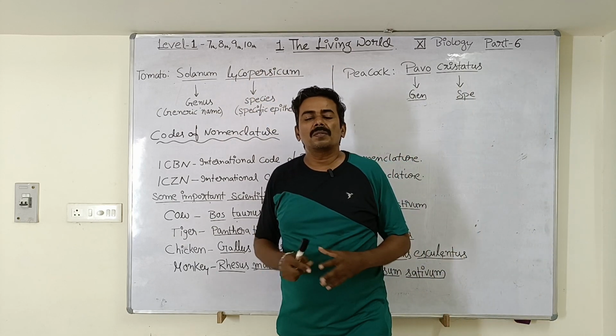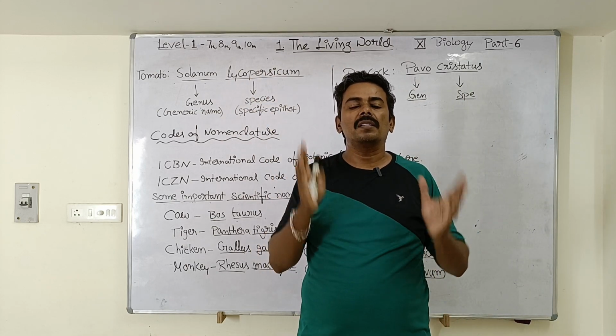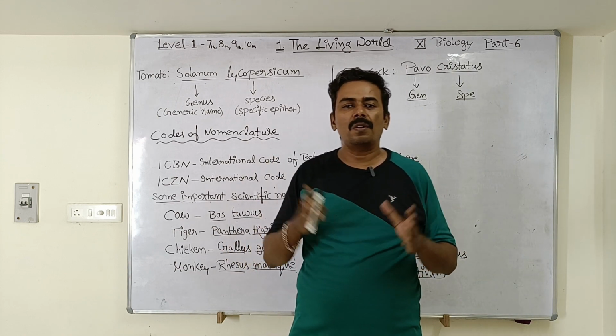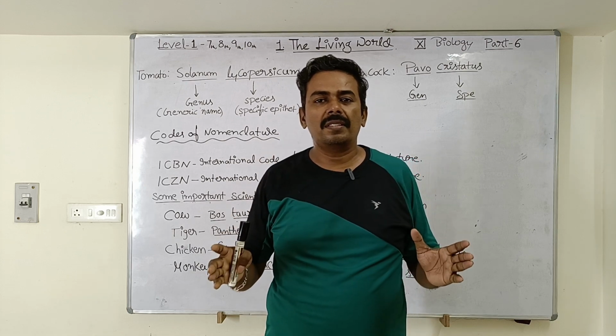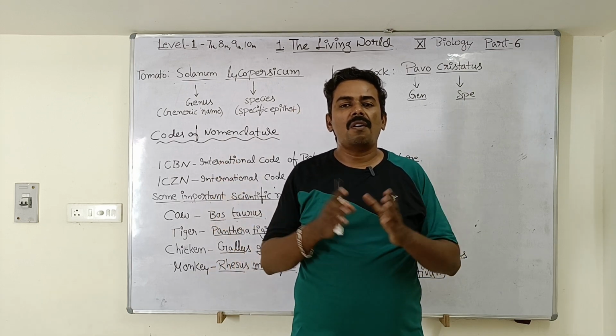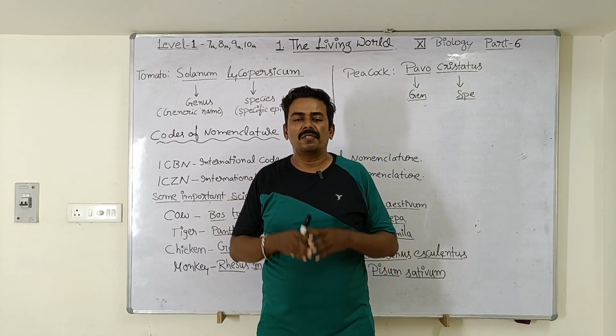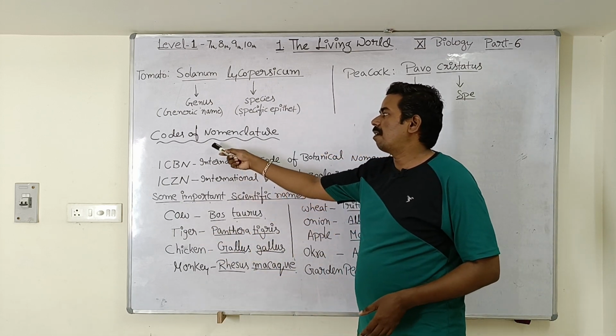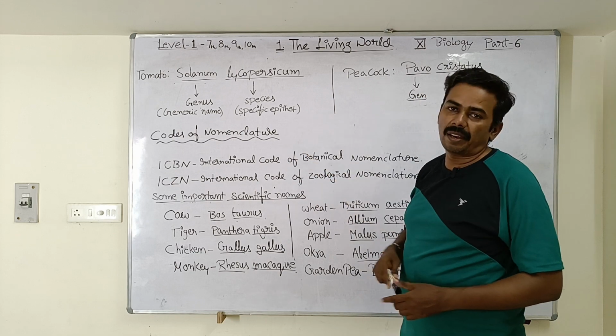So in the last class we have discussed the concept of binomial nomenclature proposed by Carolus Linnaeus, and also we discussed the rules and regulations which are followed while naming living organisms, with a few examples. So today we are going to start with a concept called the codes of nomenclature.